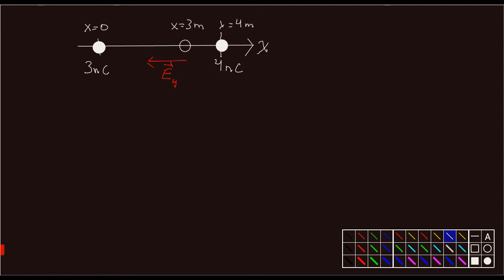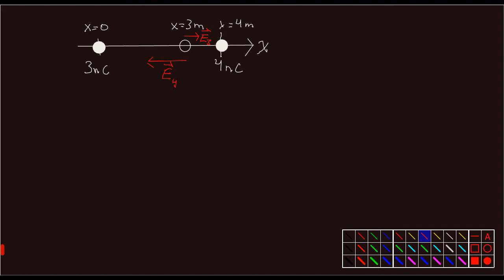Okay, so what about the effect from the 3 nanocoulomb charge? Well, there's going to be an electric field at the open circle which is pointing to the right in the positive x direction. Now we'll call this E sub 3, and it's a vector. Okay, so now we have these two vectors.